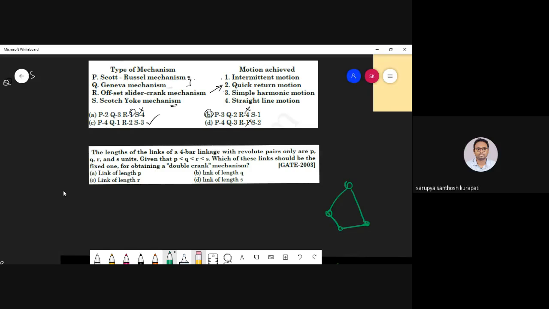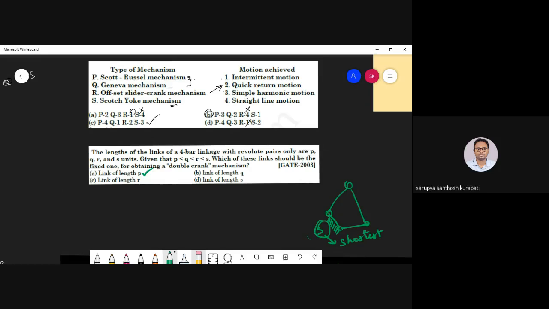So this is the link. If I fix the shortest link, I have shown you the mechanism also. If I fix the shortest link, you are going to get what? Double crank mechanism. Which is the shortest link here? P, sir. Very good.